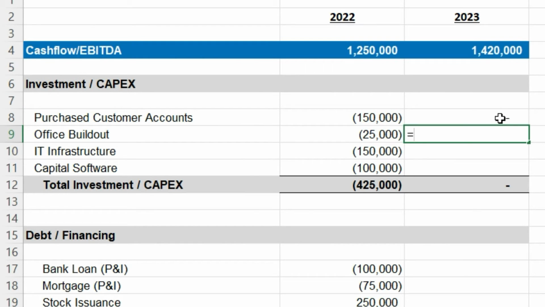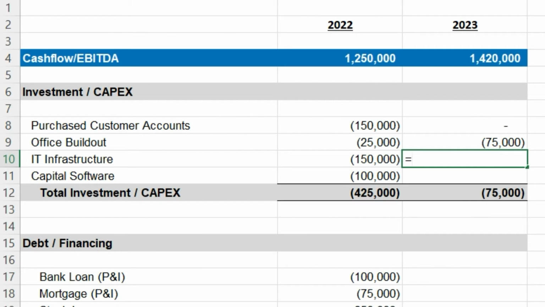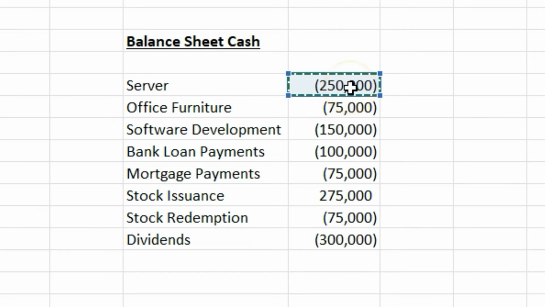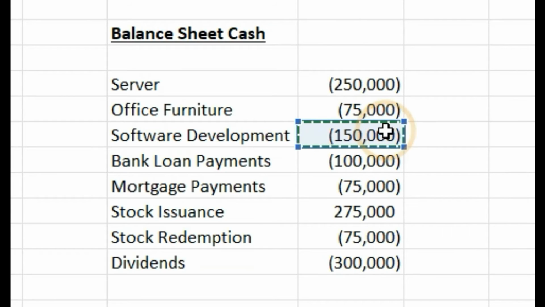So now that we have EBITDA, let's layer in our balance sheet uses of cash. Our first section is going to be investments and capital expenditures, aka CapEx. These are items that you're capitalizing on your balance sheet and then amortizing or depreciating over their useful life.